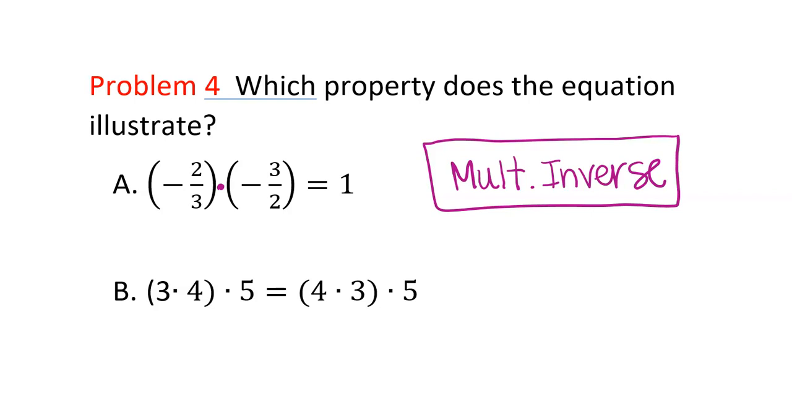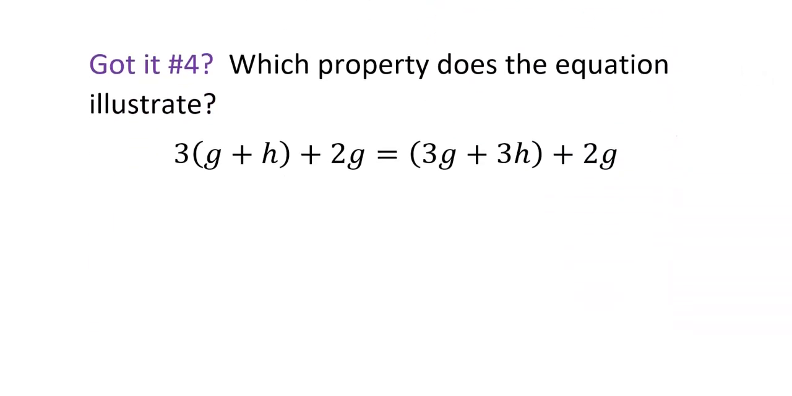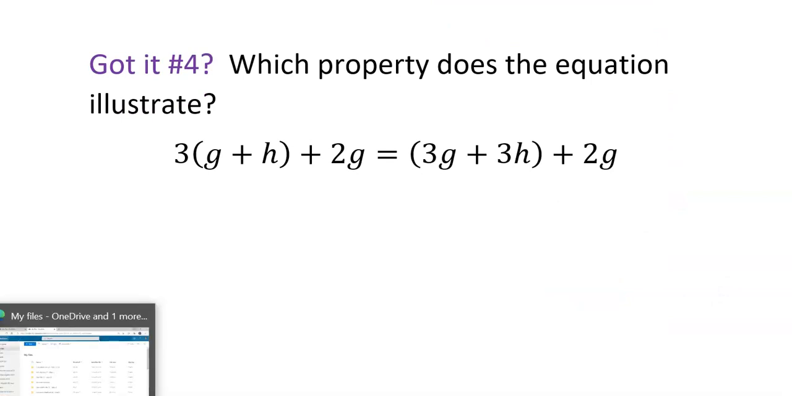The next one, B, notice how there's parentheses. This one has 3 times 4 in parentheses times 5. And what they did was they reversed just these two. So when you're looking at that one, commutative property. And this one is multiplication. So we're going to do commutative property of multiplication. Got it? Question number 4. You can pause and then jump back in to see if you got it right.